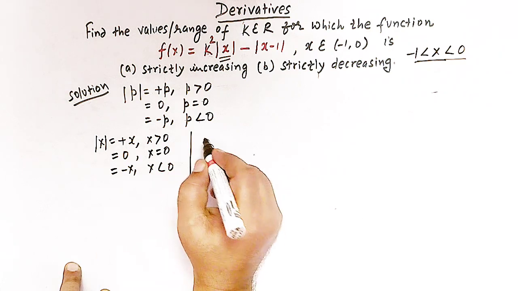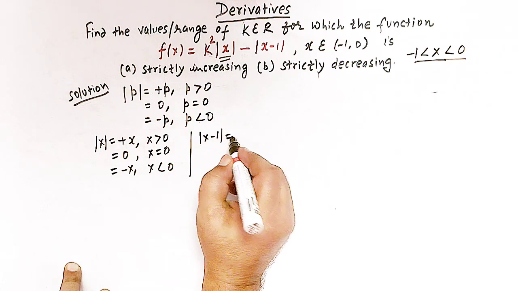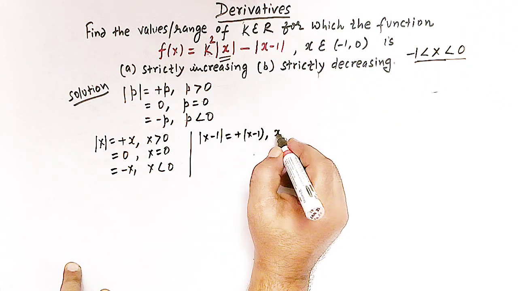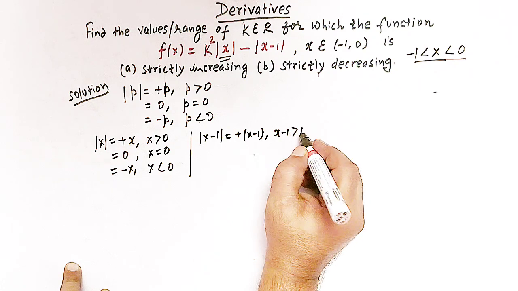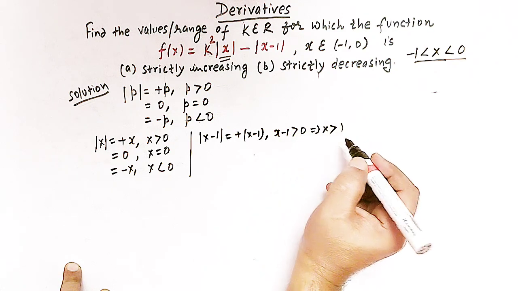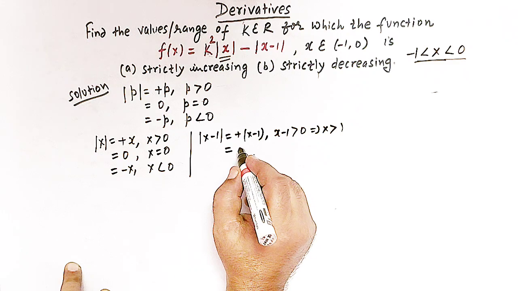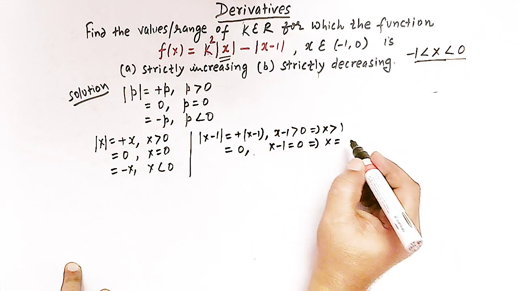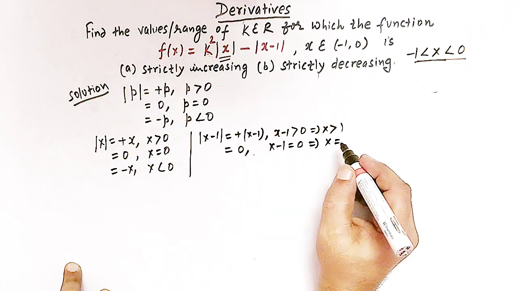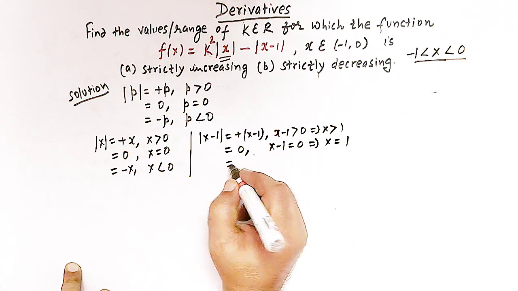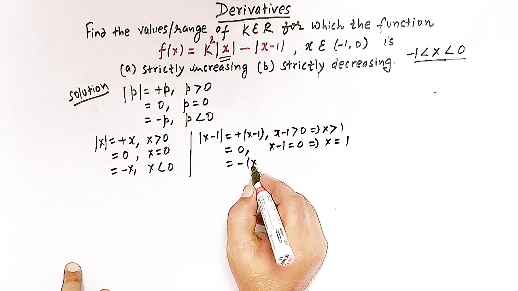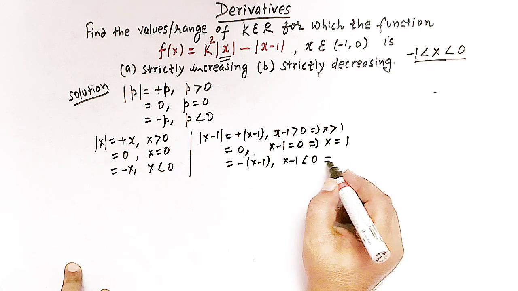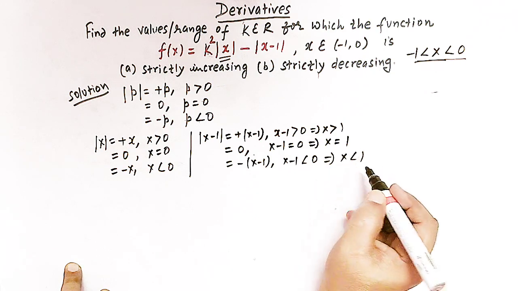0. And similarly here we can define mod of x minus 1, that is positive x minus 1 whenever x minus 1 is greater than 0 or x is greater than 1, right? And mod of x minus 1 is 0 whenever x minus 1 is equal to 0, which implies x is equal to 1, right? And here mod of x minus 1 is negative of x minus 1 when x minus 1 is less than 0. So this is x less than 1, right?